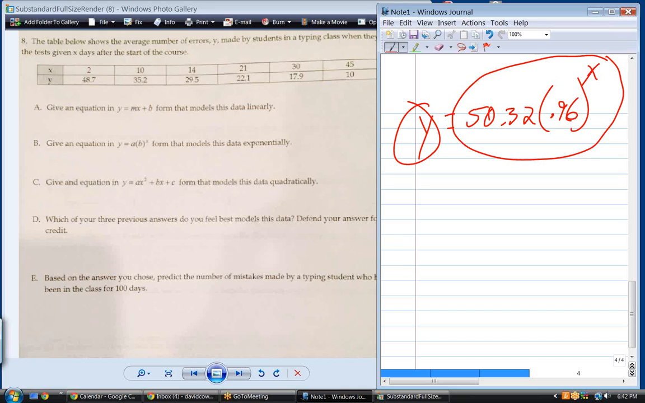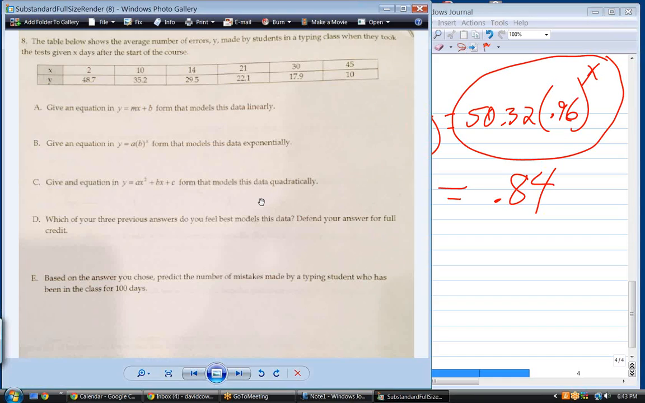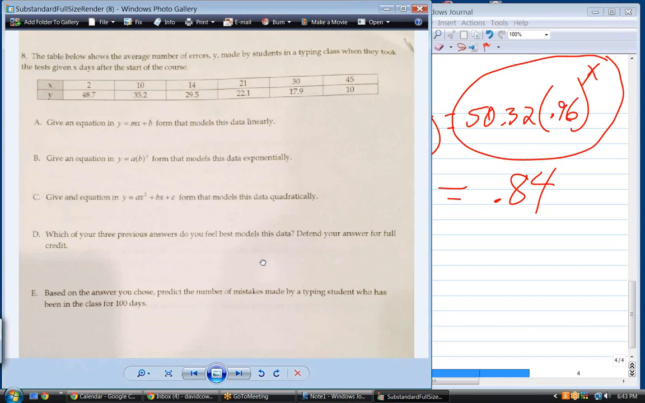It's actually going to be a very low number. When you take 0.96 and you raise it to the 100th power, it gets very, very close to 0. I got 0.84 after multiplying it by 50. So less than 1 mistake. Power of practice. Yes, it's probably pretty accurate, too.